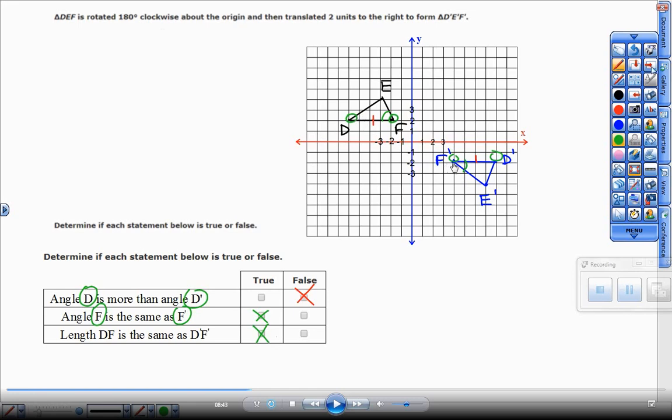The angle is still the same as that. That angle is still the same. That angle up there, E, is still the same as E prime. This length is still the same. All right, next problem.